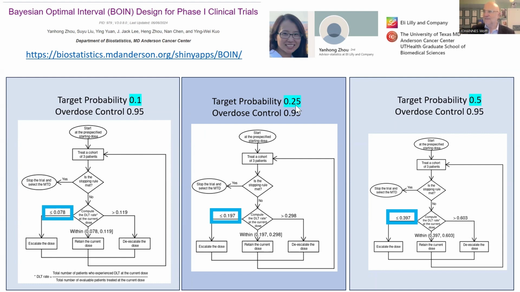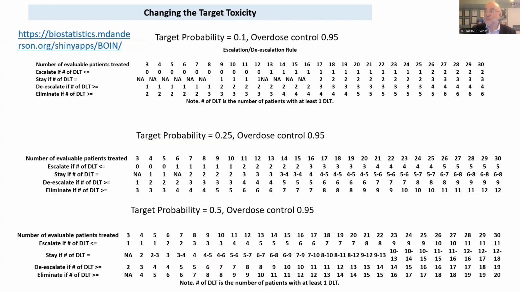That's the standard example. And if you go higher and allow half of the patients to have dose-limiting toxicities, then 0.39 is the lower limit that is allowed in the decision diamond. In the same software, you also get the table. And again, playing around here, I've done the same examples, and here I have the table.